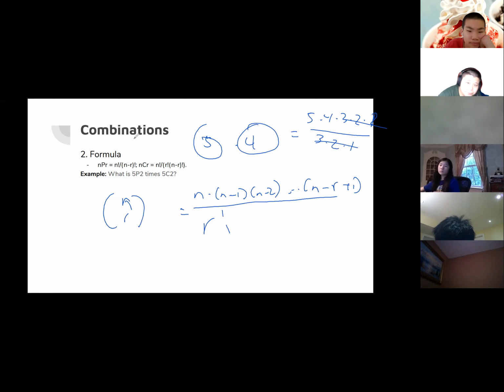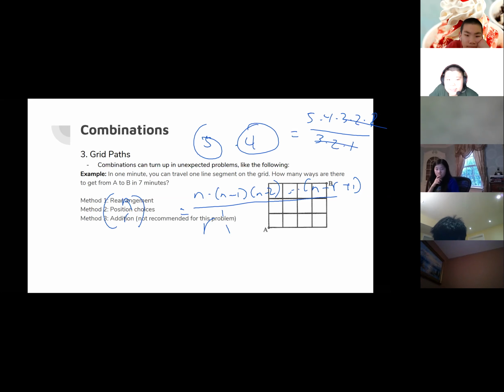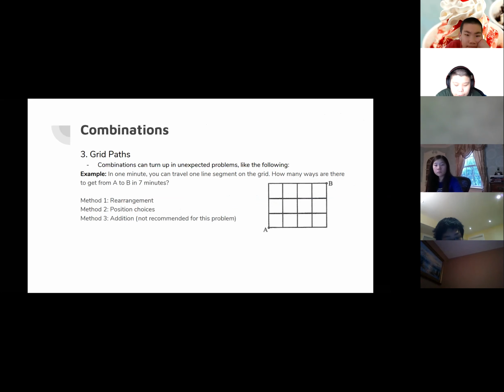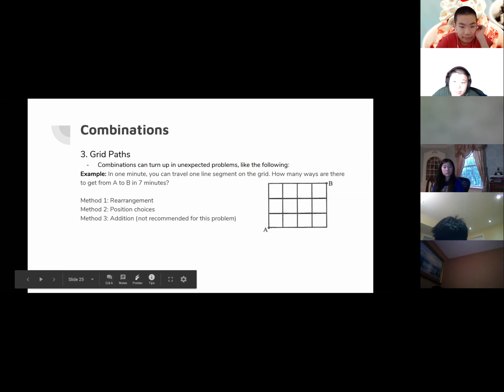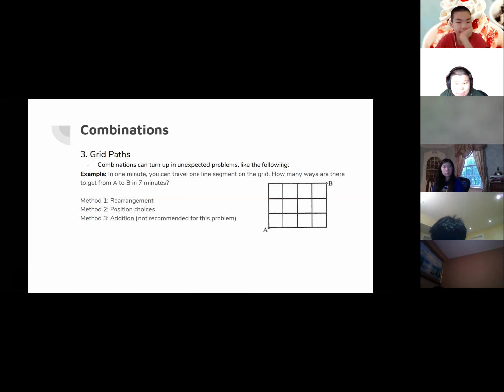So that's how combinations and permutations work. So we're going to look at one application of combinations right now, which is grid paths. Grid path problems are ones like the one on the right. In 1 minute, you can travel one line segment on the grid. How many ways are there to get from A to B in 7 minutes?